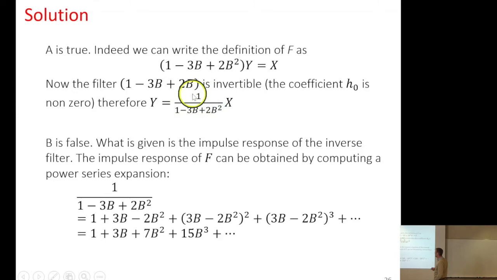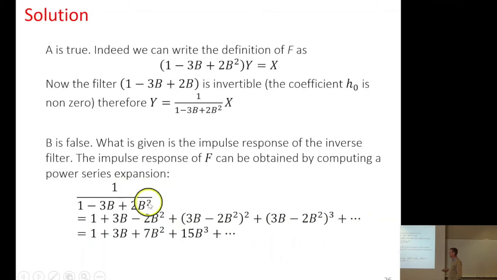We can also use power series expansion, by saying that if we do a power series expansion of this as a function of B, we will obtain something like this. So 1 over 1 minus 3B plus 2B squared is equal to that, plus, of course, it's an infinite power series. Here I've just used usual tricks we learn in Analysis 101 to compute the limited development or power series expansion. So this is what I would obtain.